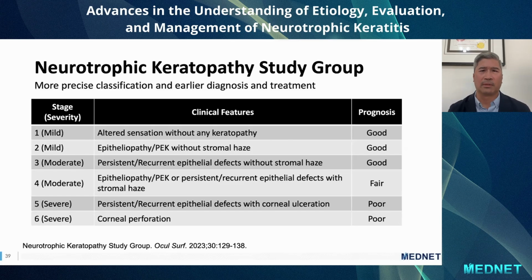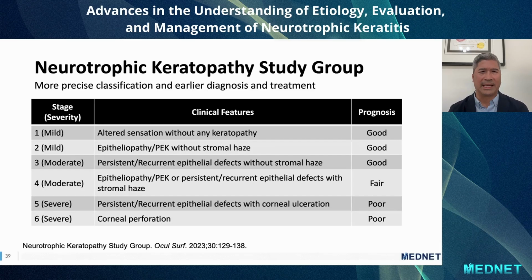A couple of years ago, another neurotrophic keratitis study group came out with a more precise classification, and the goal here is earlier diagnosis. Just like anything, the earlier in the disease state, the better the outcomes we'll have for our patients. And so going from stage one, which is going to be mild, altered sensation without any keratopathy.